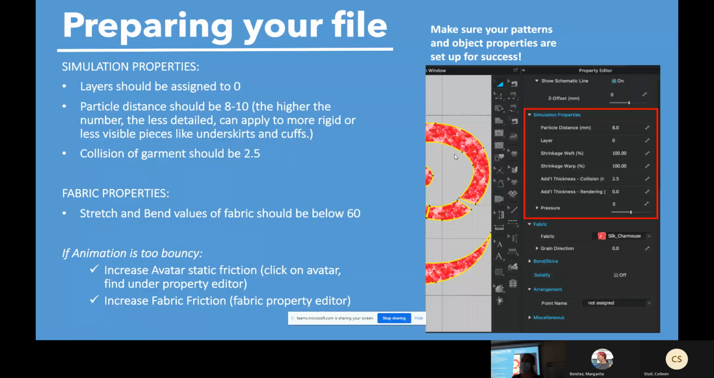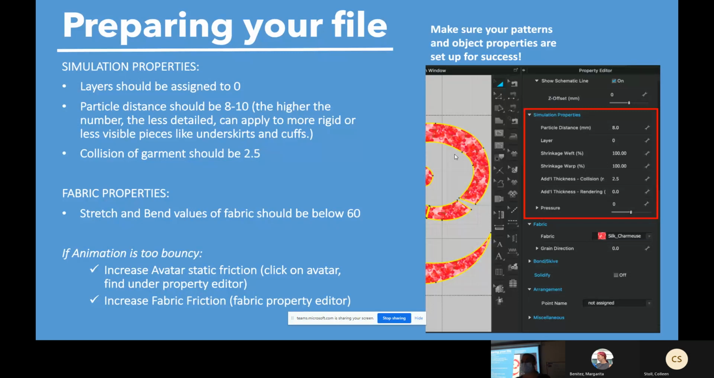I listed layers should be 0. The particle distance, which sounds like a Star Wars, Star Trek sort of term, should be between 8 and 10. 10 is going to be a little more rigid. 8 will let it flow a little bit more. So if you have a cuff, obviously that's going to just stay there, or something underneath. You don't need a lot of movement.